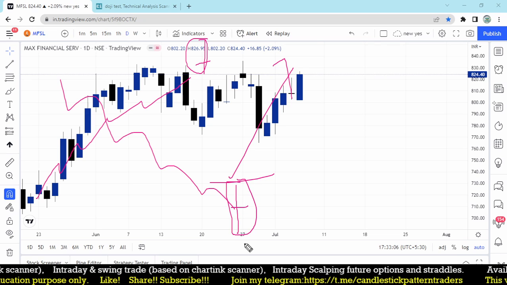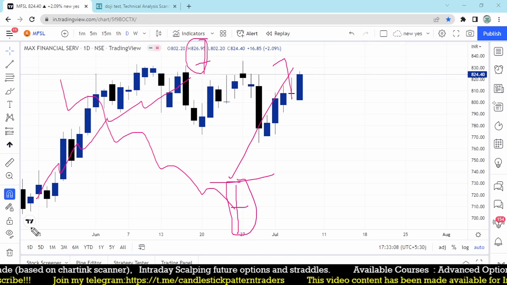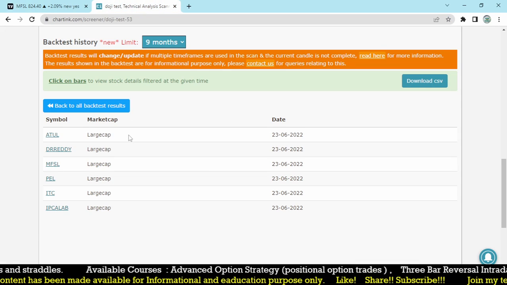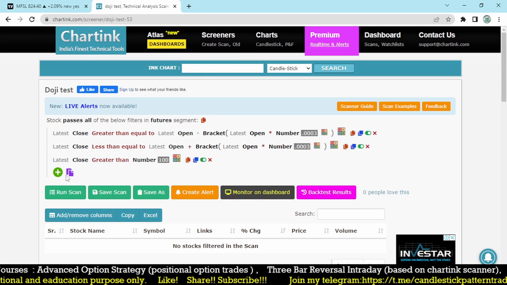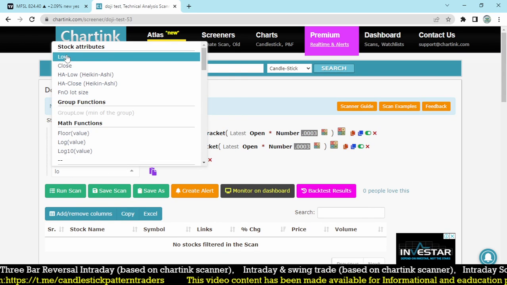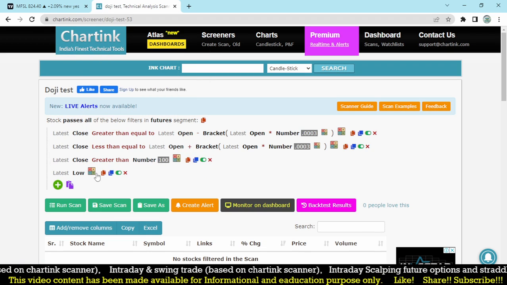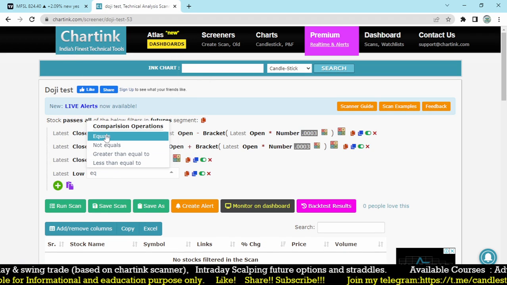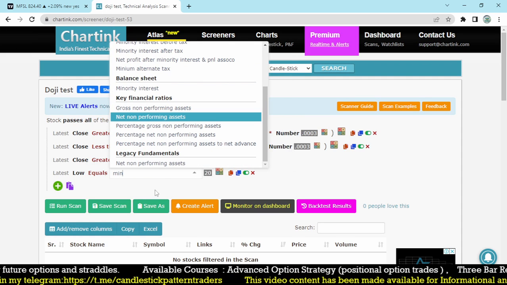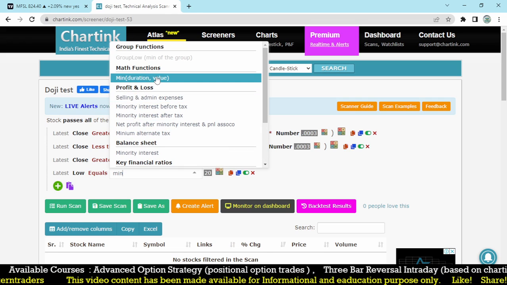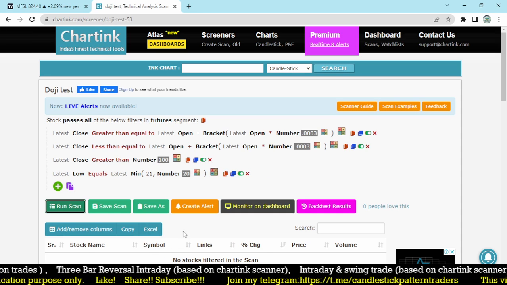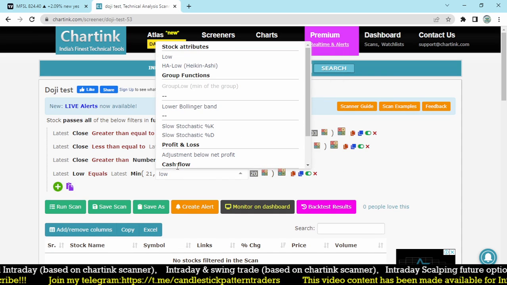So I'm trying to buy at the lowest level and sell at the highest level. That is the condition. To find that, I'm just going to create another one. So the latest low must be equal. We have to use another condition, minimum value duration equals 21 days. Low I'm going to find out.